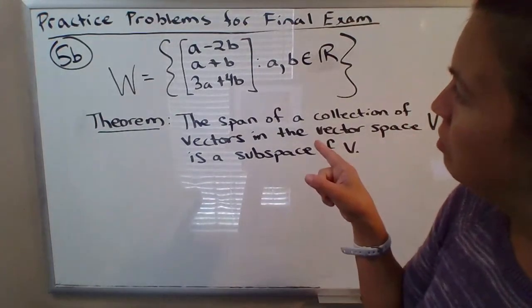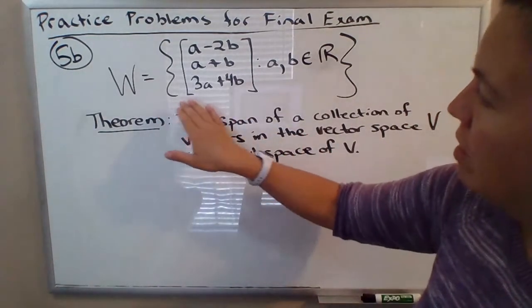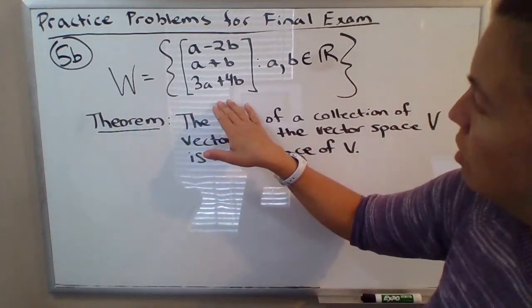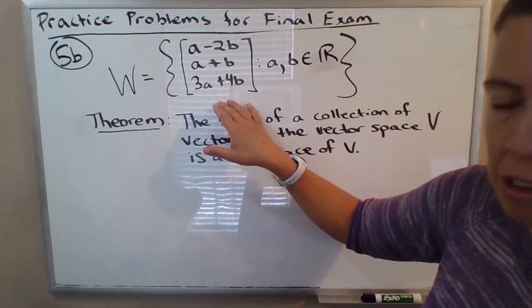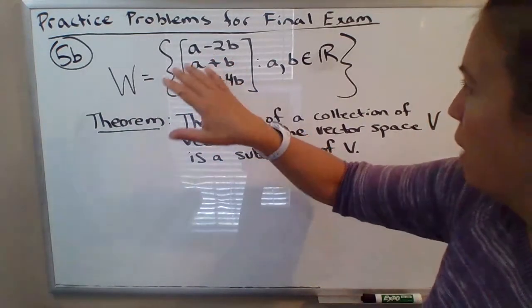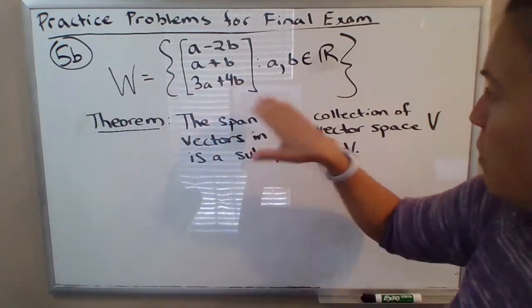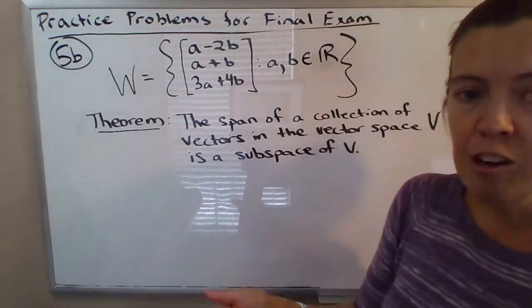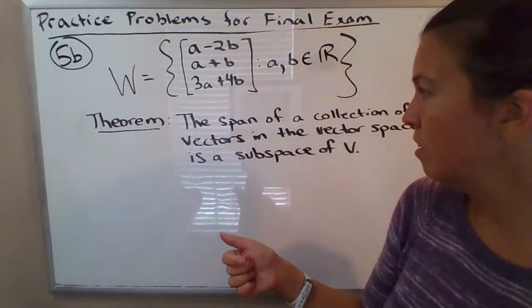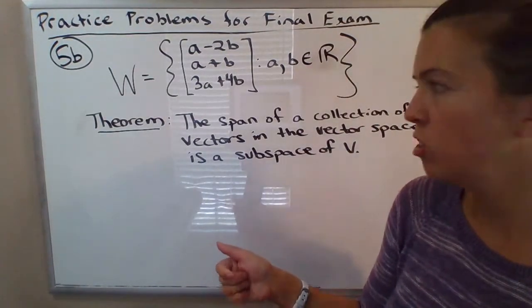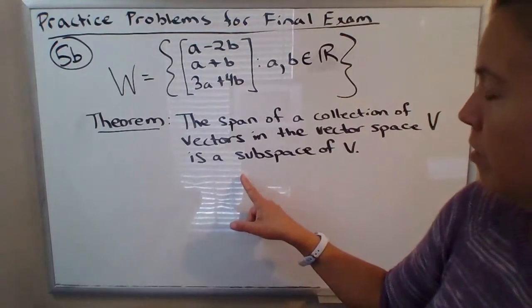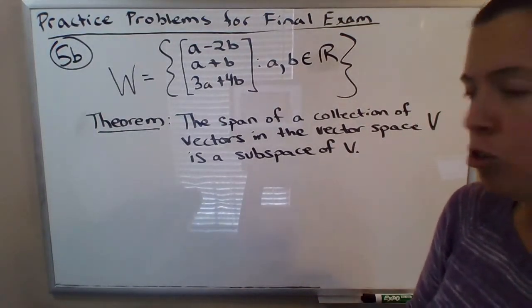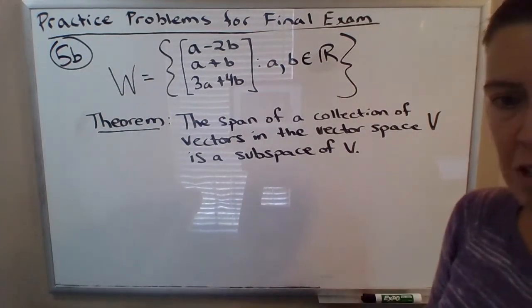All right, question 5b. We're given a subset W of R3. In this case, W contains vectors of the form A minus 2B, A plus B, 3A plus 4B, where A and B are just any real numbers. The theorem that really helps us answer this question says the span of a collection of vectors within a vector space V is a subspace of V.